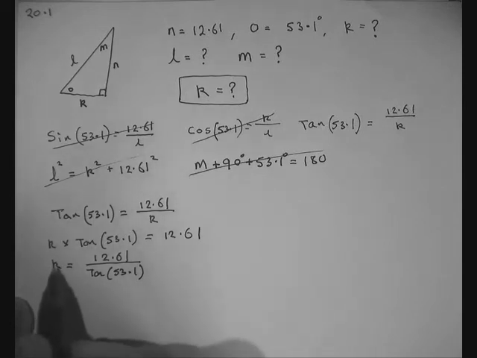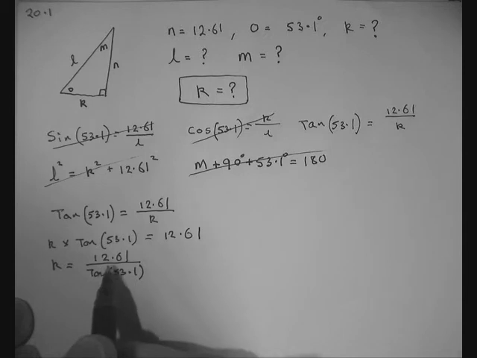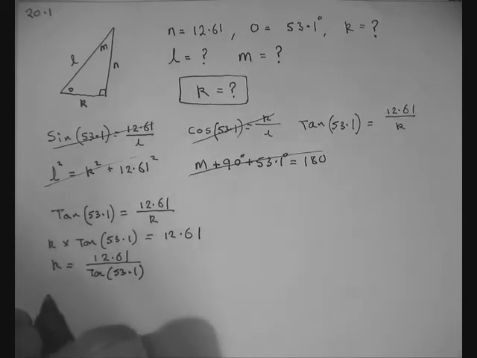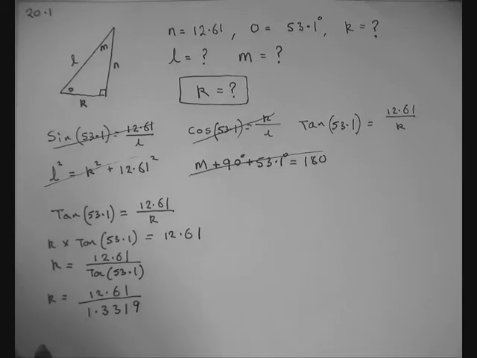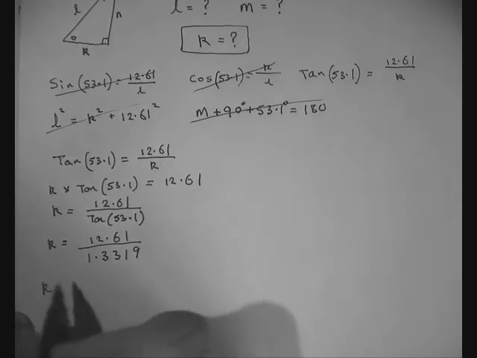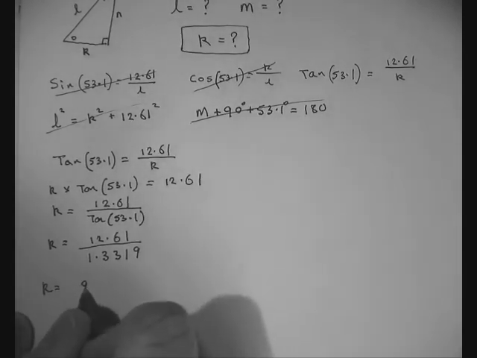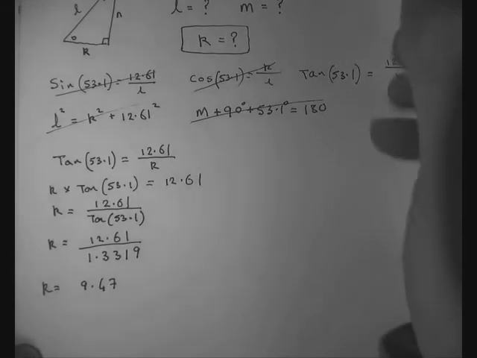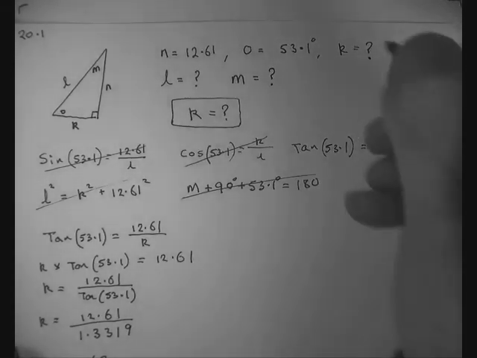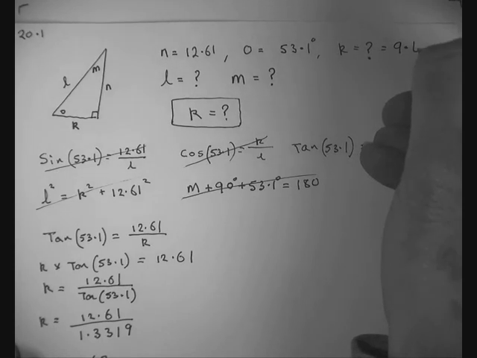This looks like what we want now. We've got K isolated on one side and we have some figures on this side that we can process. So let's do some calculator work. 12.61. The tan of 53.1 to 4 decimal places is 1.3319. Now I do more calculator work, do the division. K is equal to 9.47 to 2 decimal places. That is our answer for K up here: K equals 9.47.